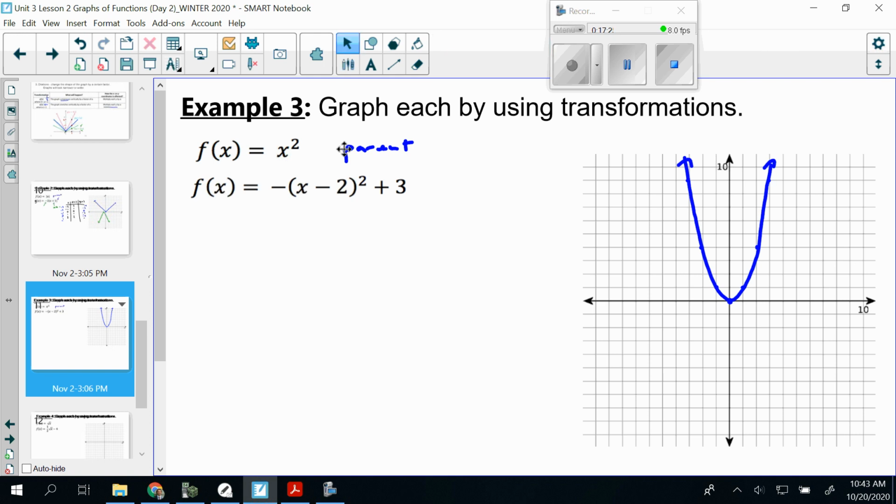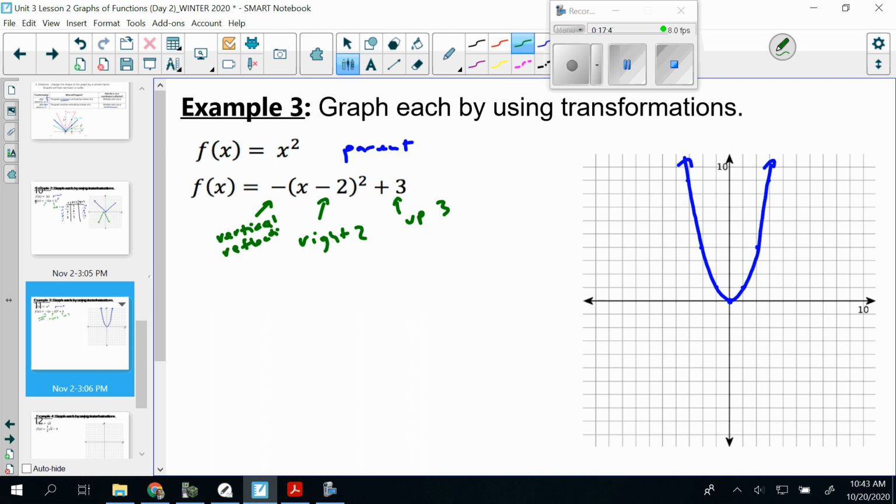Now let's graph this one. Let's see what our transformations are doing. That's outside, so that's up 3. This is horizontal, but it's opposite because it's on the inside, so that's going to be right 2. And also we got a reflection here. It's a vertical reflection. And so that would be if it's flipping vertical over the x-axis. So let's see if we can come up with those new points.